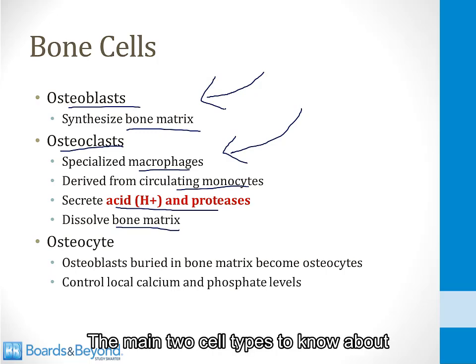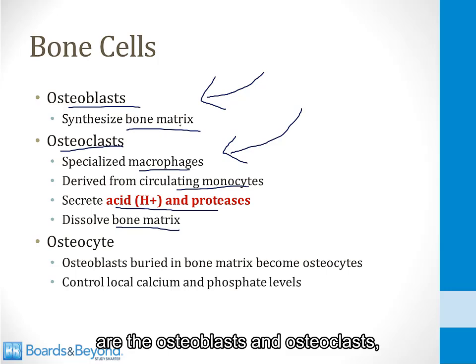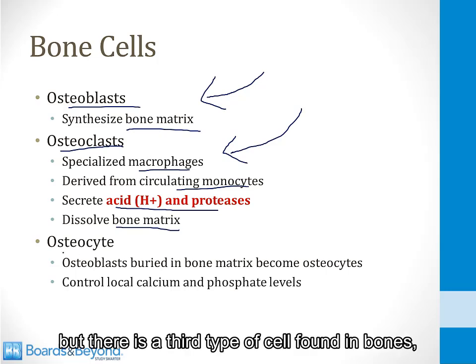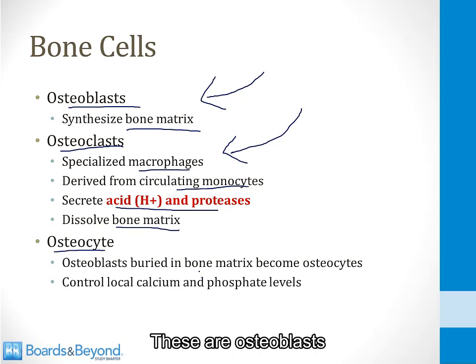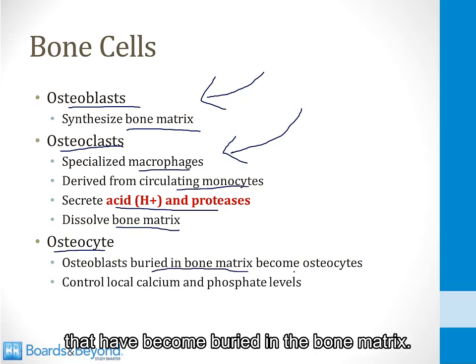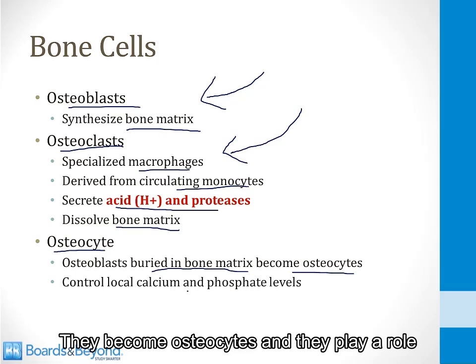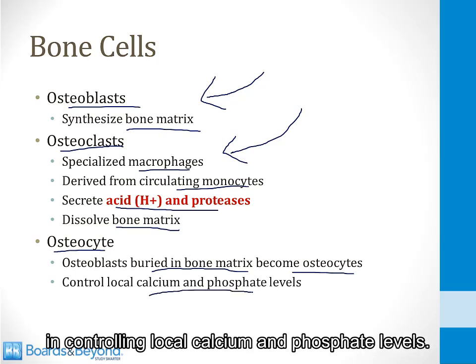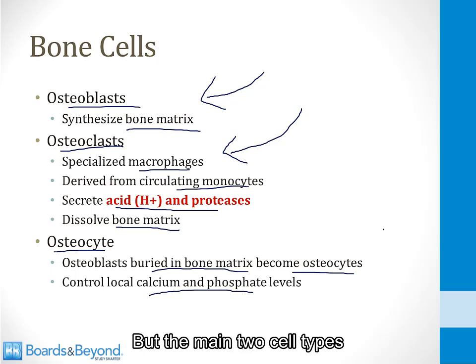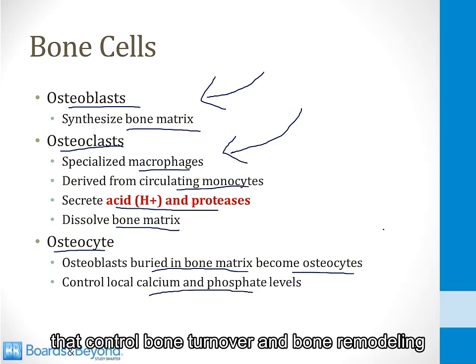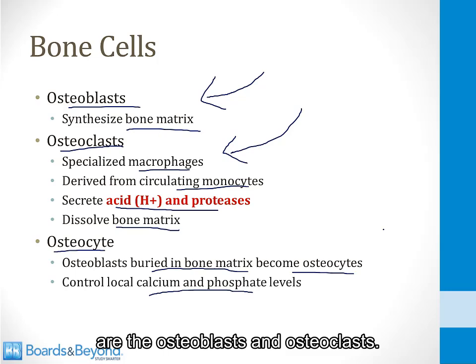The main two cell types to know about are the osteoblast and osteoclast, but there is a third type of cell found in bones. It's called an osteocyte. These are osteoblasts that have become buried in the bone matrix. They become osteocytes, and they play a role in controlling local calcium and phosphate levels. But the main two cell types that control bone turnover and bone remodeling are the osteoblasts and osteoclasts.